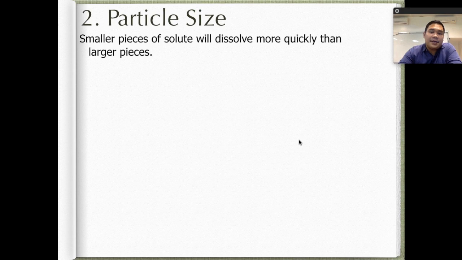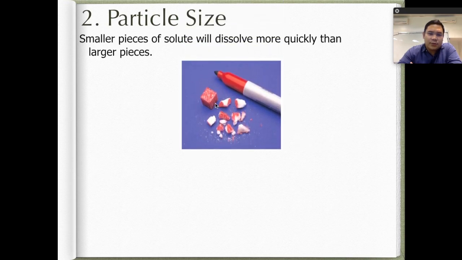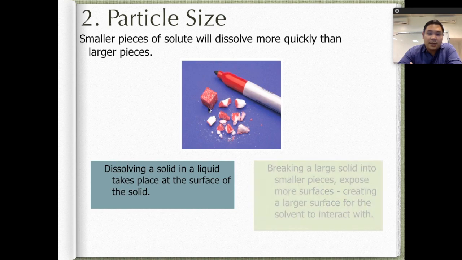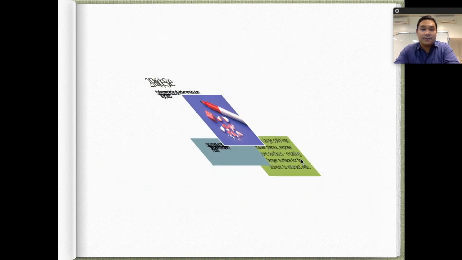Now, particle size. Smaller pieces of solute will dissolve more quickly than larger pieces. So what can we expect? Which one will dissolve more quickly? We have here the smaller pieces. Dissolving a solid in a liquid takes place at the surface of the solid. Therefore, breaking a large solid into smaller pieces exposes more surface, creating a larger surface for the solvent to interact with.